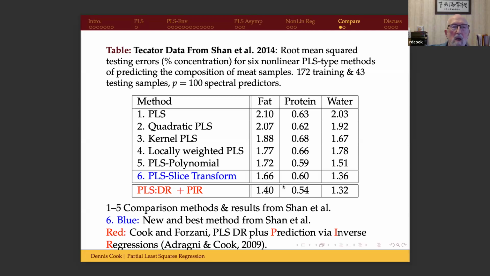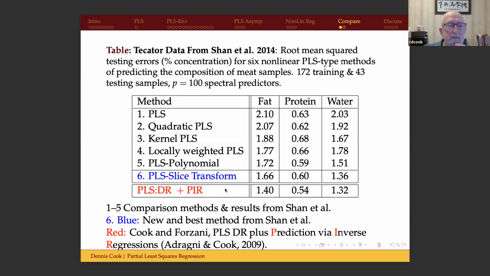The data set that we're working with has 72 training samples and 43 testing samples, 100 spectral predictors, and it's a multivariate data set, so there are 3 Ys: fat, protein, and water. And these are the root mean square errors for the methods. And you can see that the PLS transform does better than pretty much all of them.